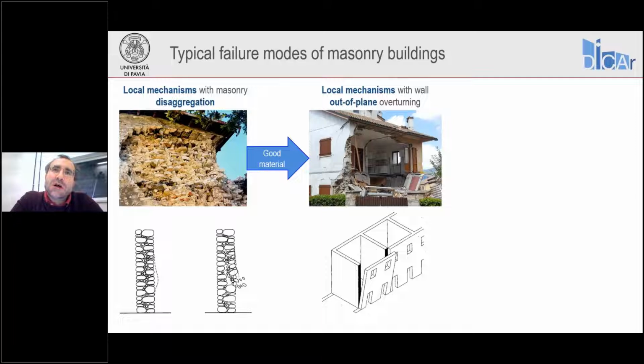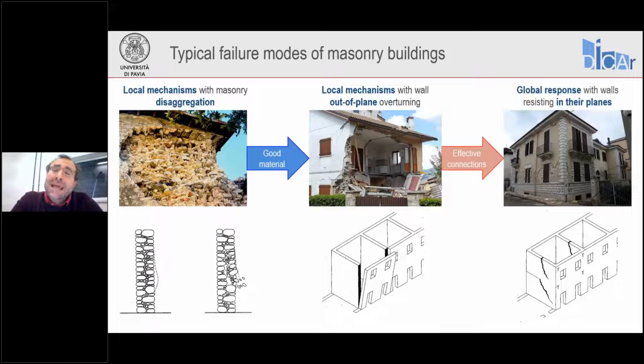And only if we solve these two problems, or if these two problems are not present in our building, we may have a global response of the structure where the elements respond in their planes, where elements are piers and spandrels of the walls. And in this case, we can take advantage of most of the strength offered by the masonry. We would ideally be in this condition, and in some cases, it may be necessary to strengthen our elements, our piers, our spandrels, for the performance in the plane. And this is what we are going to see mainly today.